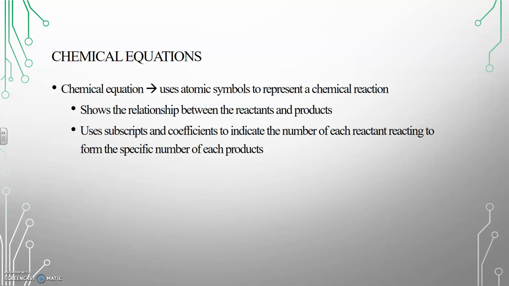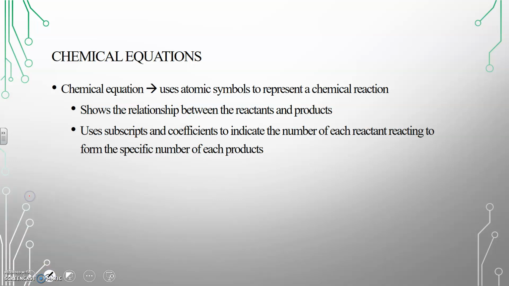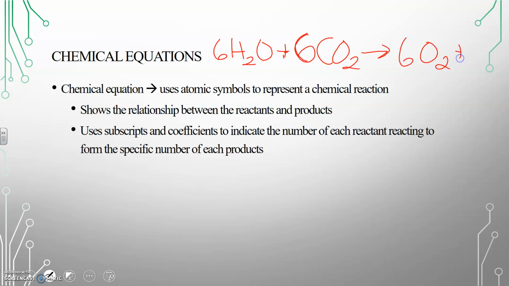So you may have seen, let me give you a quick example of a chemical equation. You have the chemical equation for photosynthesis. You have water and carbon dioxide coming together to make oxygen and glucose.